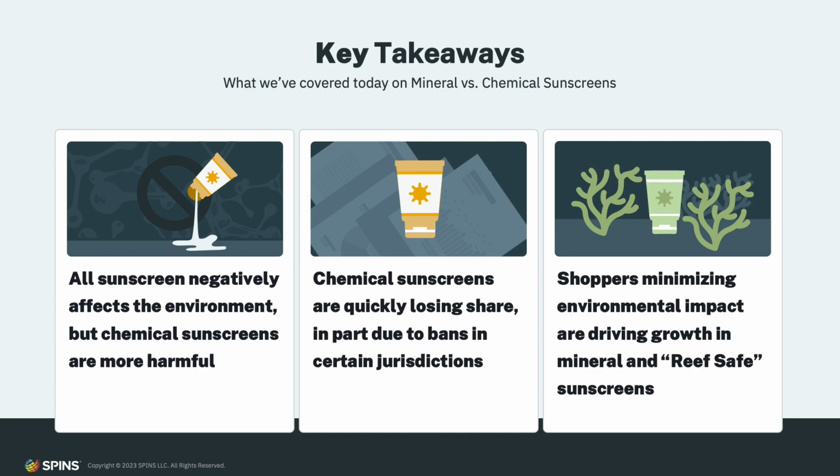To close, we want to highlight 3 main takeaways. Everyone needs sunscreen. If you're outside, it's important to protect your skin, but the type of sunscreen you choose matters. Read the ingredient labels and look for products that use titanium dioxide and zinc oxide instead of oxybenzone and octinoxate, along with the other chemicals in chemical sunscreen.